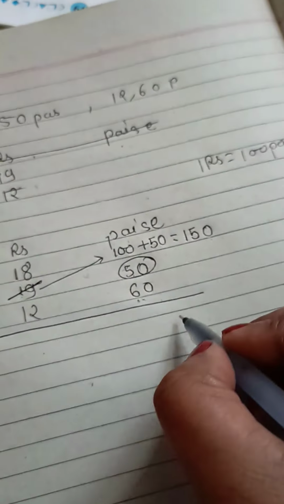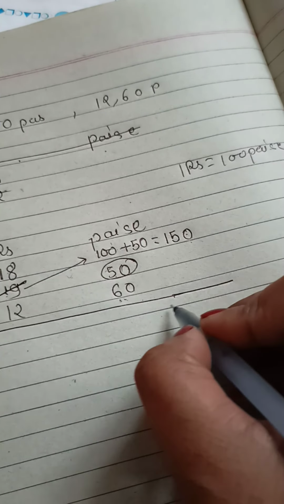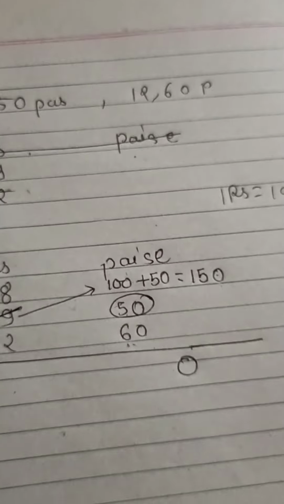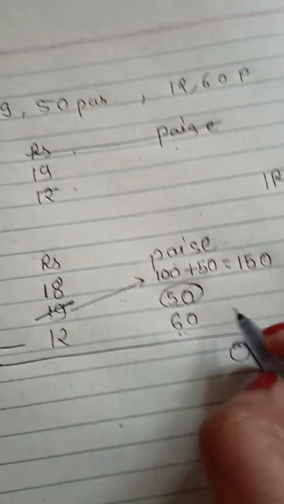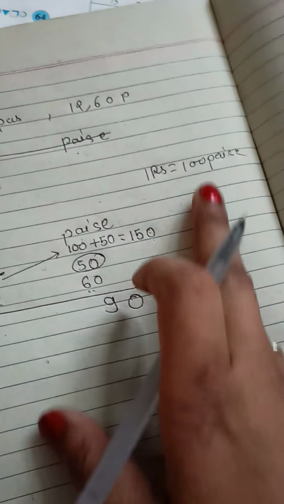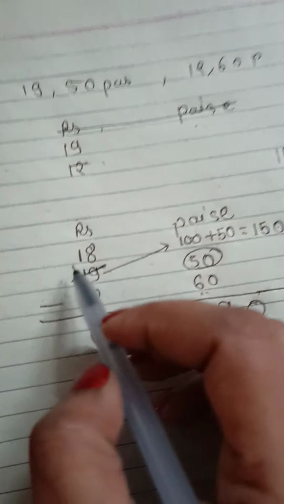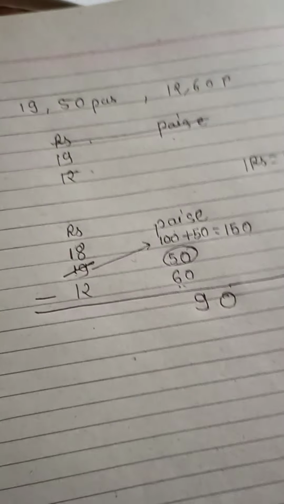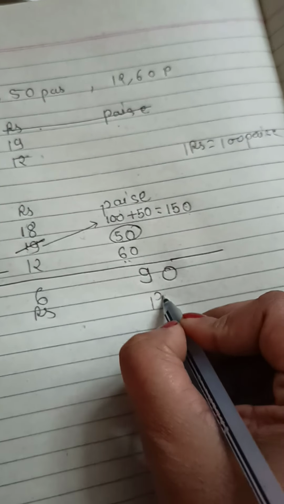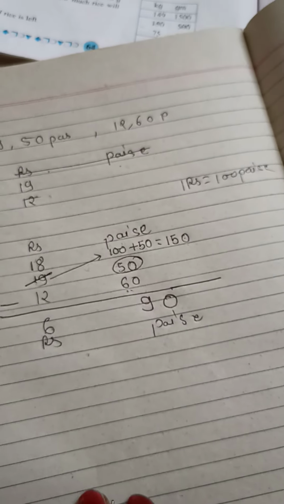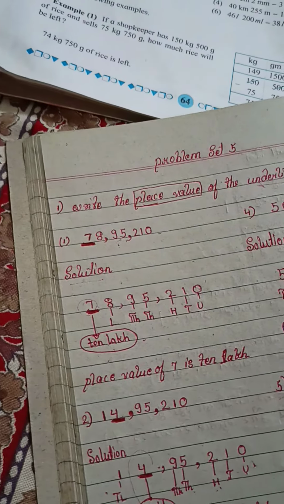Now we can subtract 150 minus 60. Yes, we can do. So when you subtract 150 and 60, you will get 90. It is not greater than 100, so no need of conversion. Okay. So 18 minus 12 you will get 6. So how much remains? 6 rupees and 90 paisa. Understood?